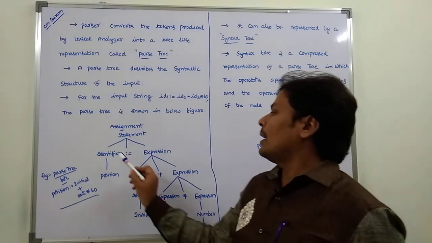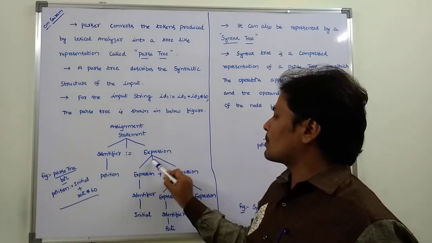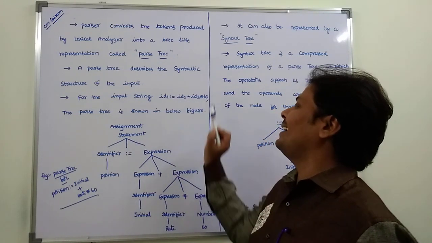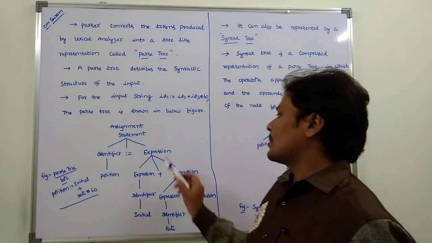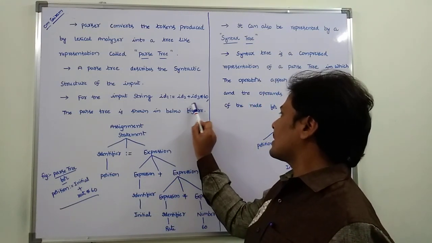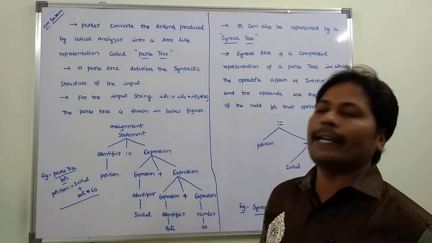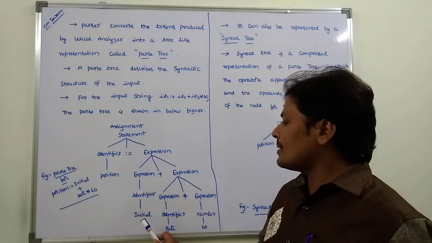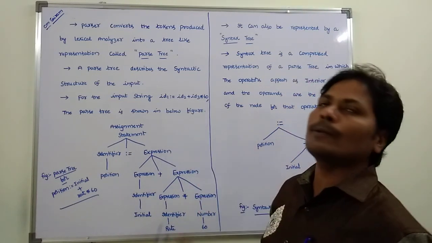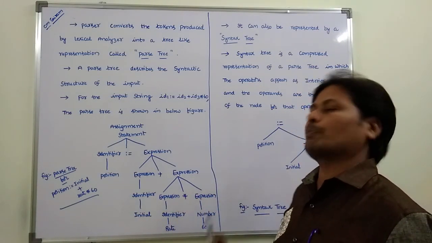to, here the identifier is position. Now this is the total expression for ID2 plus ID3 into 60. This expression can be divided into expression plus another expression. This expression is an identifier, initial. Here this expression is ID3 into 60, so this can be represented as expression into expression.